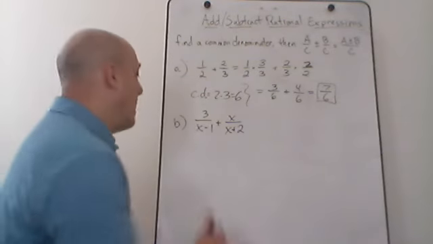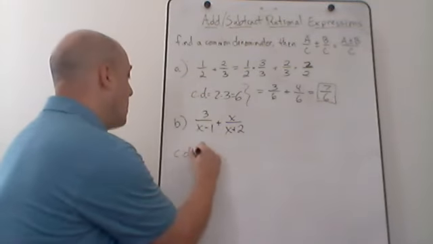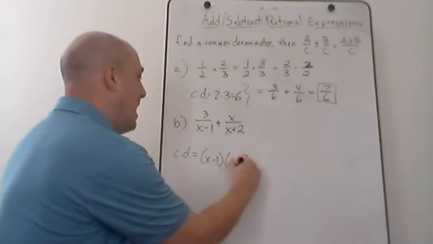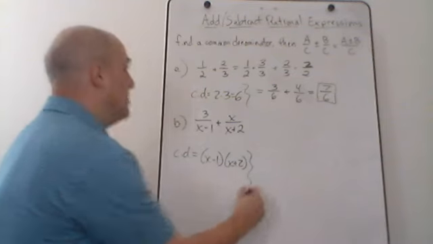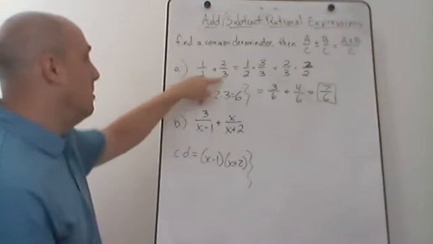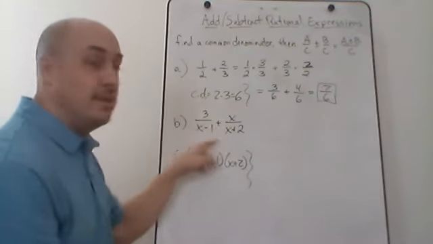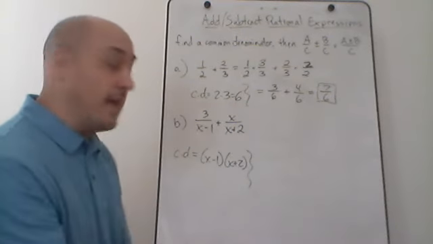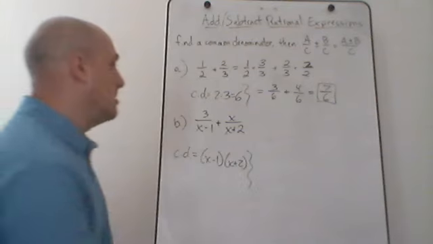Which means my common denominator is going to be just those two factors multiplied together: x minus 1 times x plus 2. Just like up here, the common denominator was the 2 multiplied by the 3. If these two denominators do not have anything in common, your common denominator is just multiplying them together. All right, so that's what my common denominator is going to be.